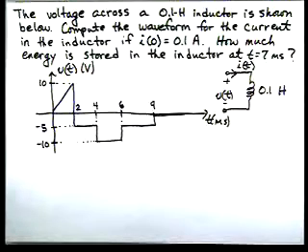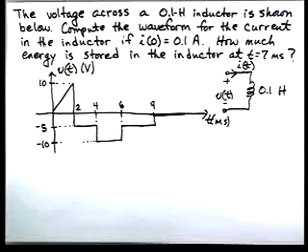Okay, in this problem we're given the voltage across a 0.1 Henry inductor. We want to compute the waveform for the current, if the current at t equals 0 is 0.1 amps. And then we want to determine how much energy is stored in the inductor at t equals 7 milliseconds.